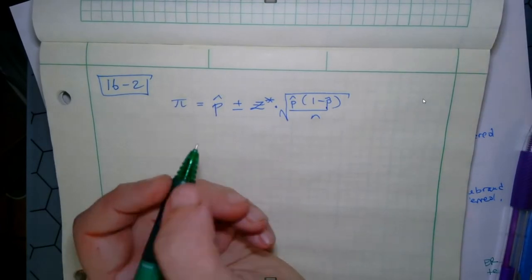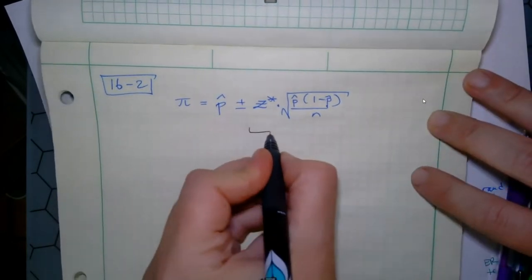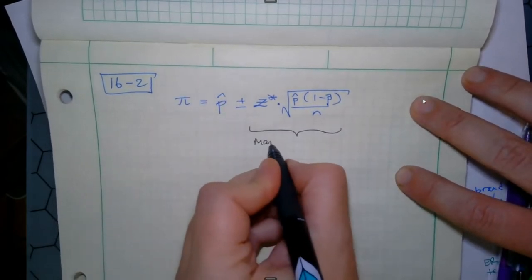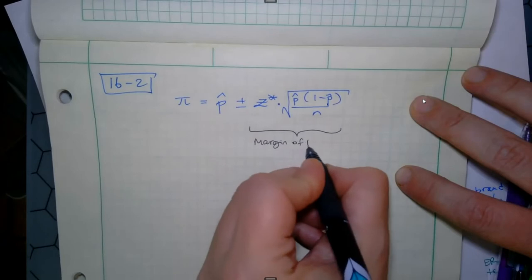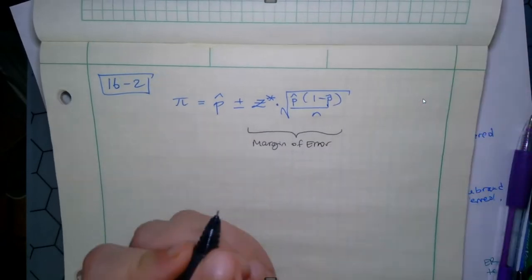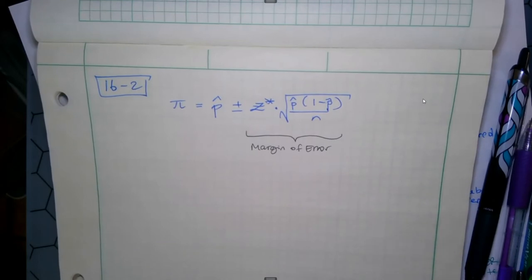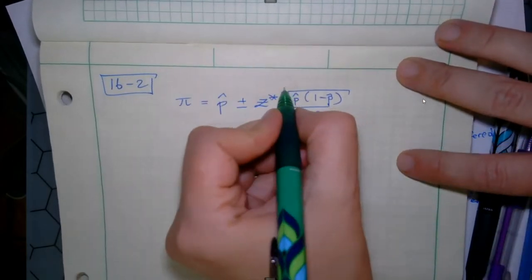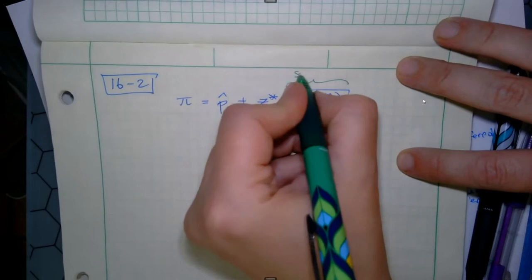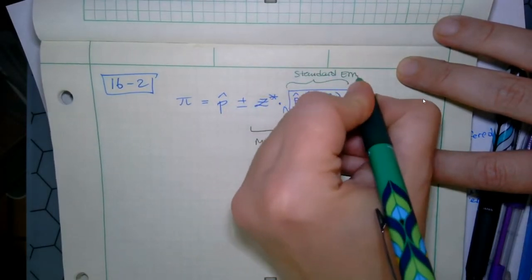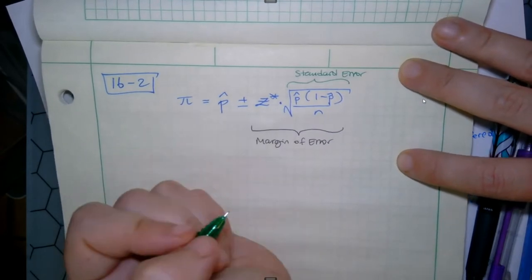All right. So the thing you're adding and subtracting from your p hat, everything after the plus or minus sign, is called the margin of error. I think of it as the amount of space you're allowing yourself to wiggle around your sample statistic. It's kind of like hedging your bets. This guy is called the standard error. It is how much we think samples of this size vary from the true population parameter.